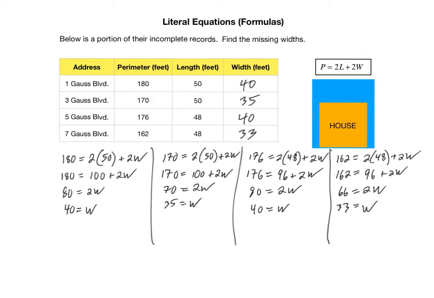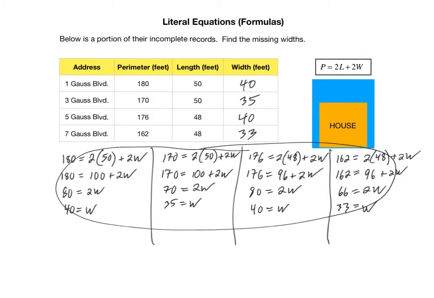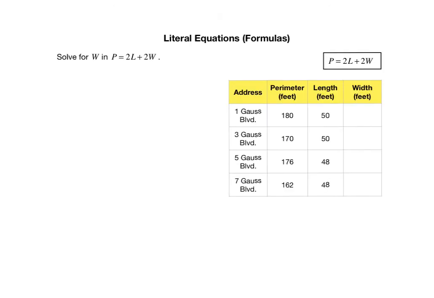However, you might be thinking this is pretty tedious. And while yes, I agree with you, it is tedious, there is a way we can shorten it a little bit. And that is the primary skill to learn in this particular screencast. Instead of setting up 4 equations and then solving 4 equations, we instead could approach it this way. We want to solve for w in P equals 2L plus 2w.